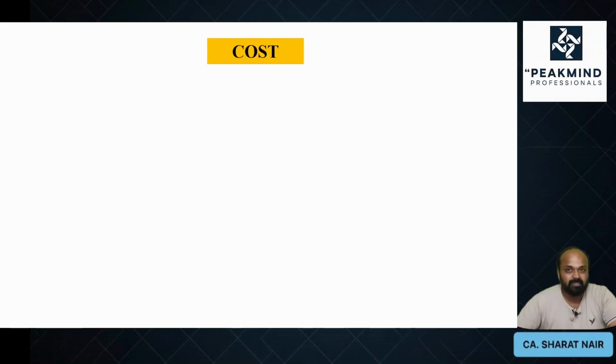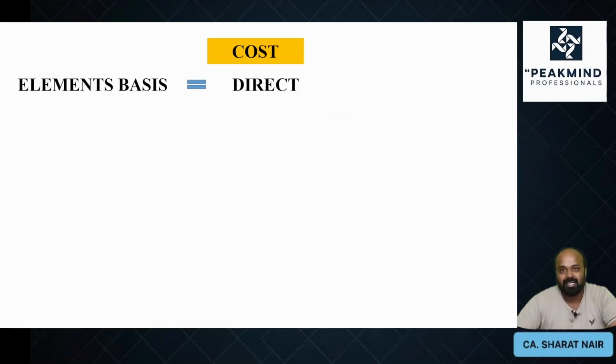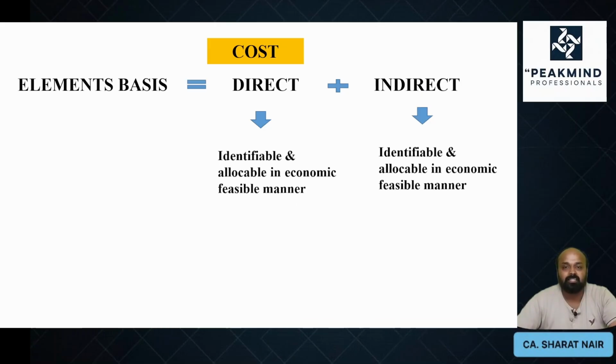The cost, basically on the basis of elements, we can divide into two. They are direct as well as indirect cost. Now, how do we identify a particular cost as direct or indirect? The cost which we can directly identify with the product, or at least in an economical way, we term as direct cost, and which cannot, that is called indirect cost.